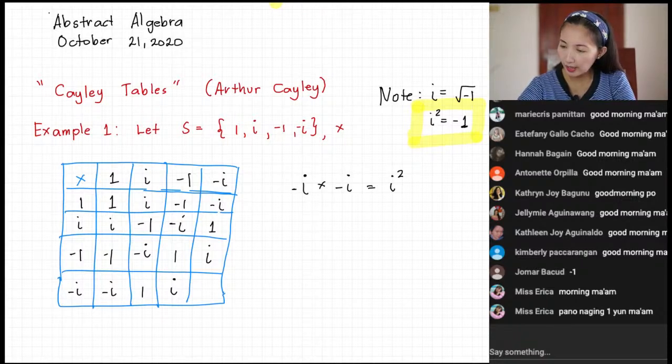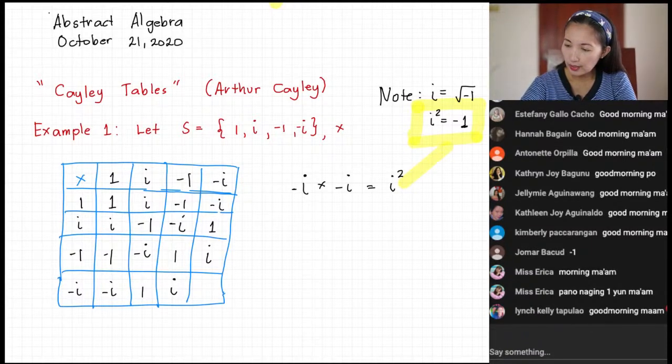However, what did we say about I squared? Do you understand now? Okay, so I squared is negative 1. So this is equal to negative 1. So what shall I write here? Negative 1.